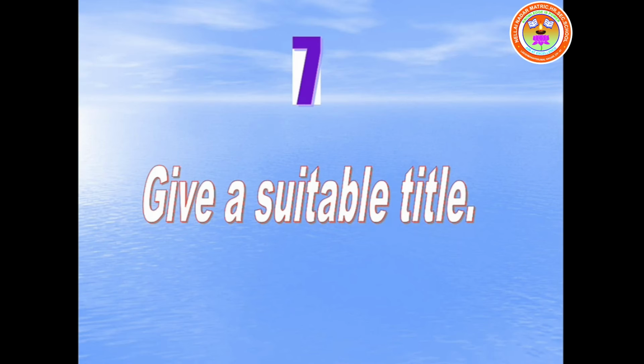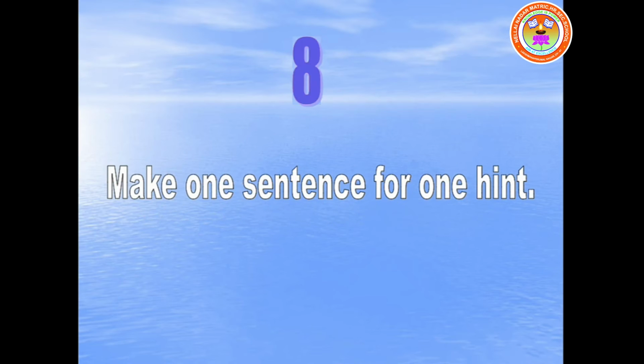Seventh point: give a suitable title. We have to give a suitable title according to the passage. The title should be simple, and we have to write the title in capital letters. Next point: make one sentence for one hint. Sometimes we can combine two hints to make a single sentence.